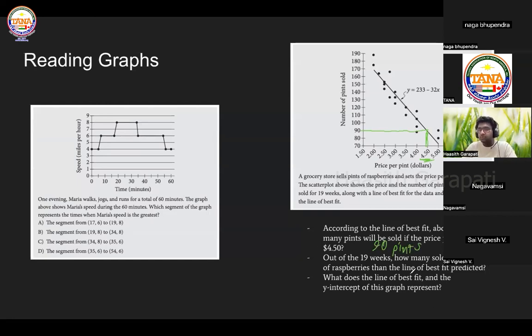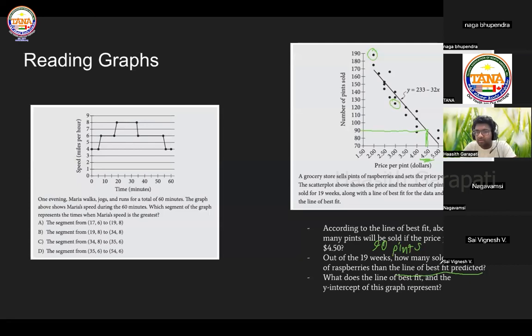Out of the 19 weeks, how many sold more pints of raspberries than the line of best fit predicted? Okay, that might sound a little bit weird to read. What it's basically saying is we have this line of best fit. It's predicting how many pints are going to be sold depending on the price. And obviously, some of the data points are above the line and some are below the line. So if it's above the line, that means that on that week or at that price point, they performed better than they expected. If it's below the line, then it means they performed worse than expected.